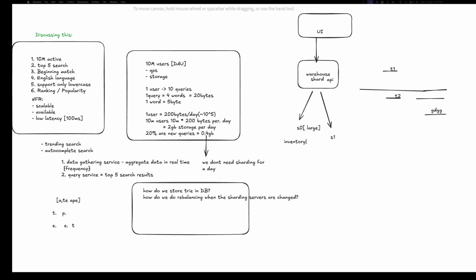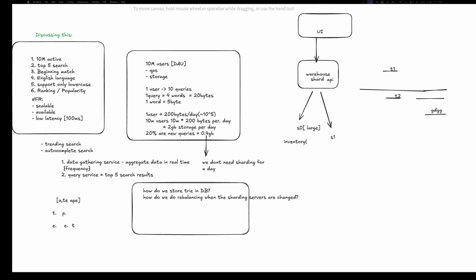So we are not concerned here about fuzzy search, but that could be one expectation: if the system supports fuzzy search, then how would your design be different? That is one thing we can think about. And top 5 search results, and from the beginning it should match. English language only. And fifth thing is we will support only lowercase, that is what the author has mentioned here. If time allows, we can discuss multiple things.